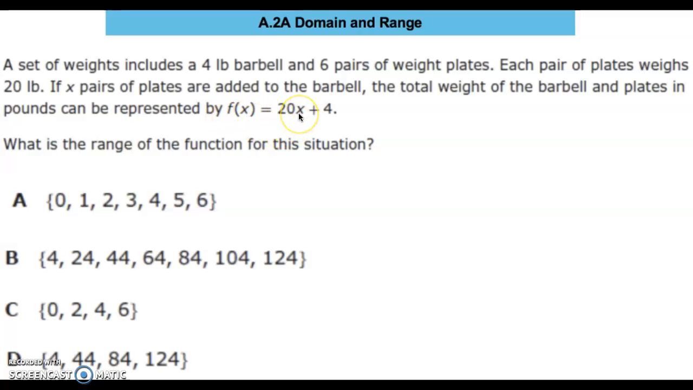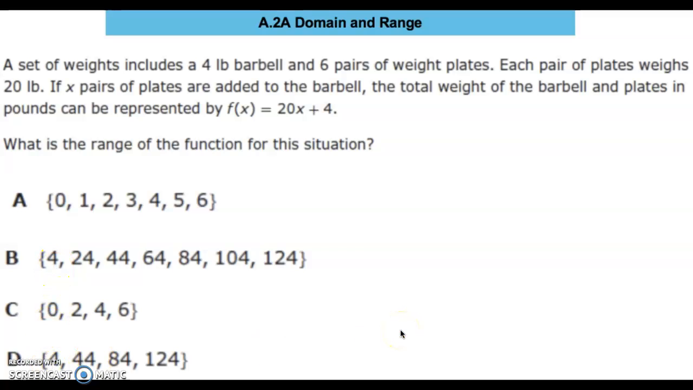And remember, f of x is just a way to say y equals, so we're looking for the y, the outputs, given any input. In this problem, if I don't have any weights added to my barbell, that would mean that my x is 0, and I have just a 4-pound barbell. So my first initial value, if I have a 0 for my x, no added weights, it's going to be 4. So that makes sense for these two.